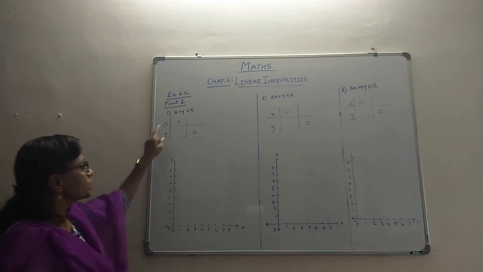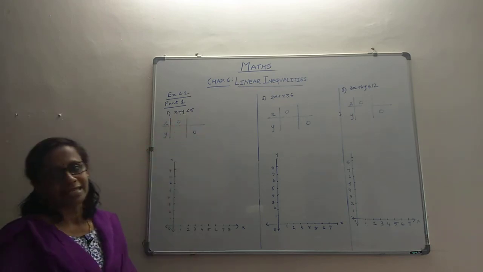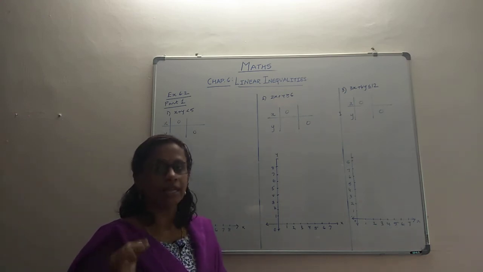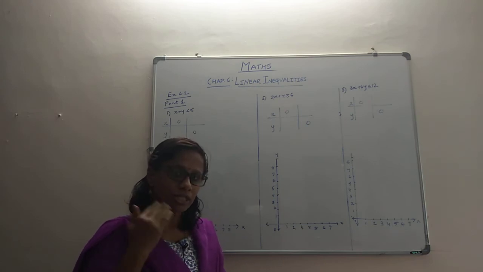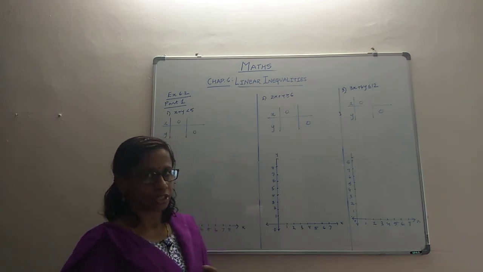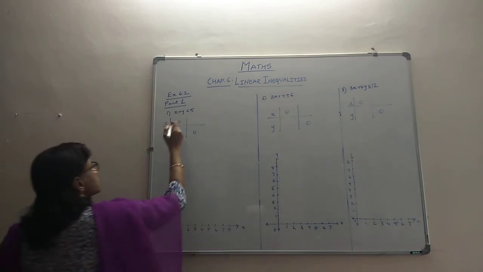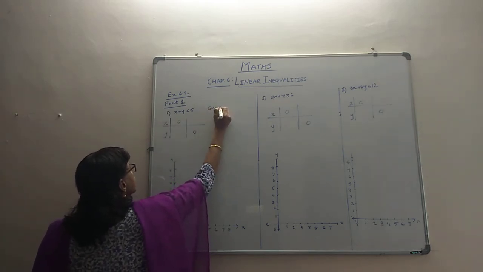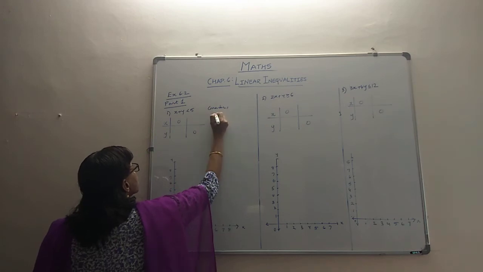So the first question is x plus y less than 5. Now we cannot directly get an inequation and region, all that. We have to take its equation, and on the basis of that equation only we will be able to get the inequation. So let us take this x plus y less than 5. So in order to get this, we will first consider x plus y equal to 5.